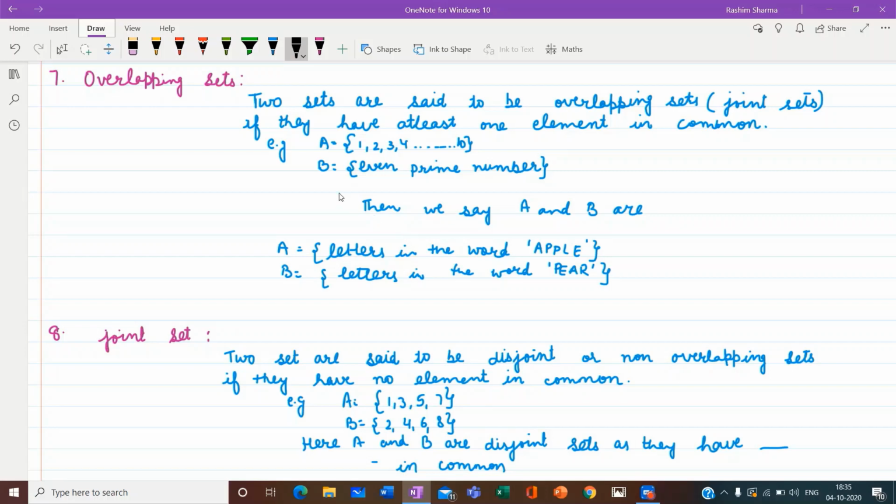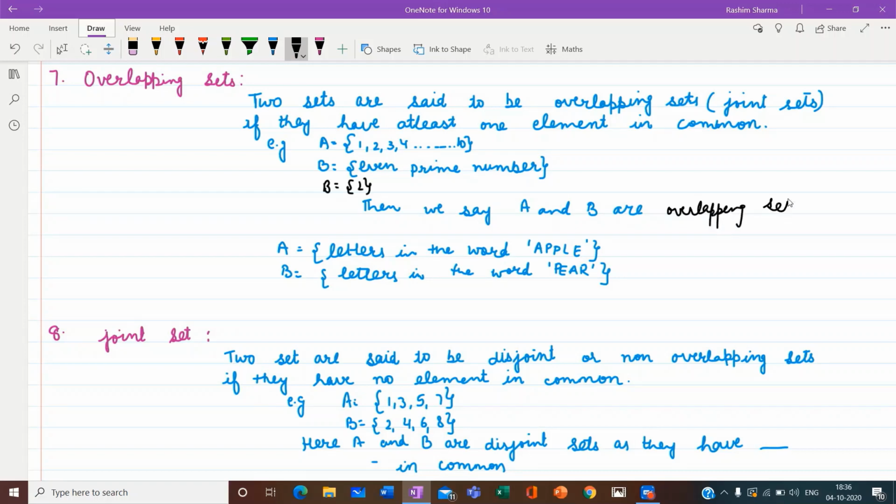Now in this example, A is a set with elements 1, 2, 3, 4 up to 10, means the first 10 natural numbers, and B is a set with only the even prime number. Now we know if we write B in roster form, we have only one element, 2, in this set. Now if we compare these two sets, 2 is present in B as well as it is present in A. It means one element is common. So we will say that A and B are overlapping sets.